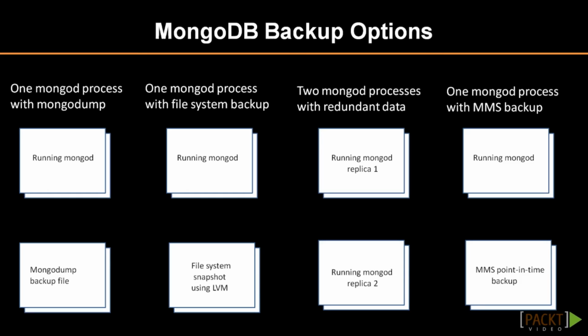MongoDB also supports direct file system backups. This approach is more complicated to set up, but it can lead to a more easily automated backup process. In this scenario, the Linux file system is configured to use Logical Volume Manager, or LVM, which makes it possible to take snapshots of the file system without disturbing operations of MongoDB.